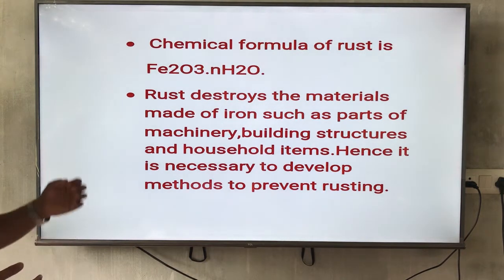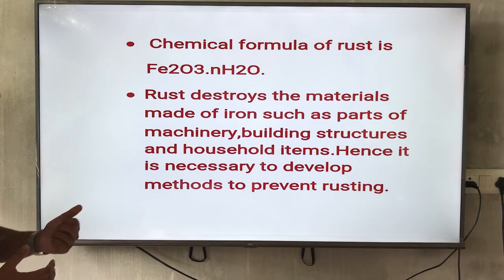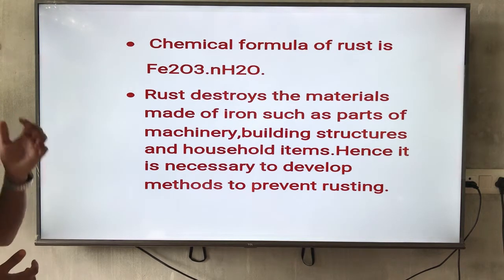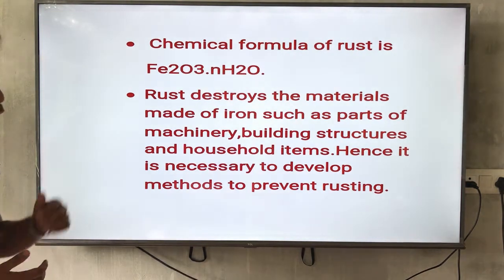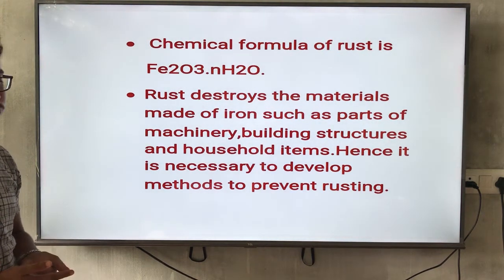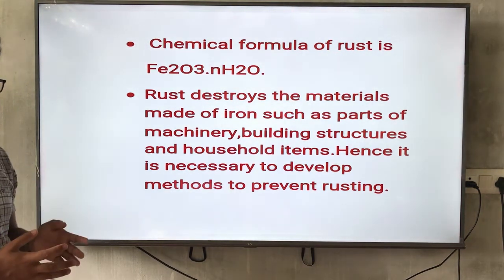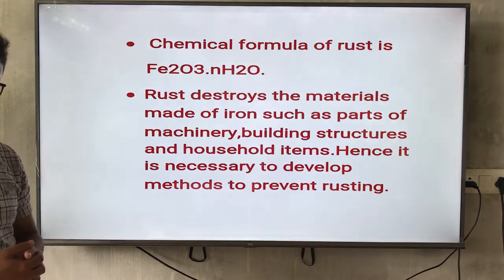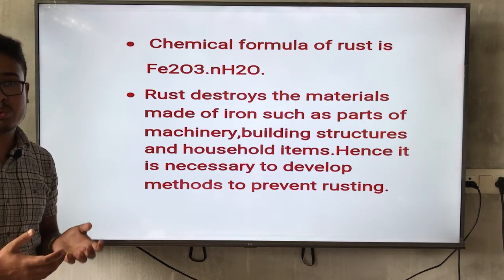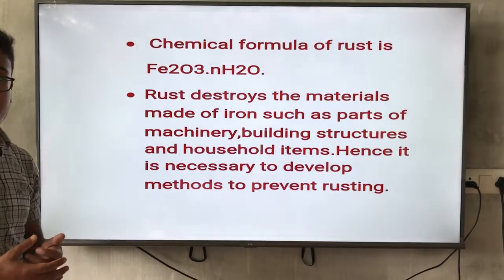Another point: rust destroys materials made of iron, such as parts of machinery, building structures and household items. Machines will be destroyed by rust, and in building structures iron is also present, and in household items we use iron. Hence it is necessary to develop methods to prevent rusting.